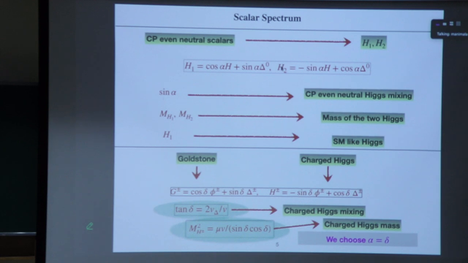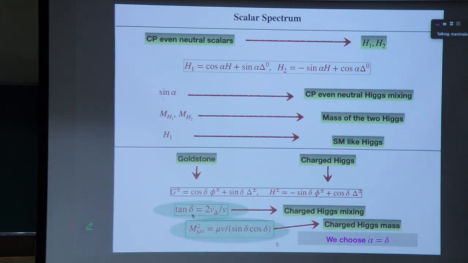And not only this, their mixing is denoted as sin alpha. And not only this, this delta has a plus-minus component that mixes with the charged component of the SM Higgs doublet. This G plus-minus is a charged Goldstone, and it has a charged physical Higgs, which is H plus-minus.